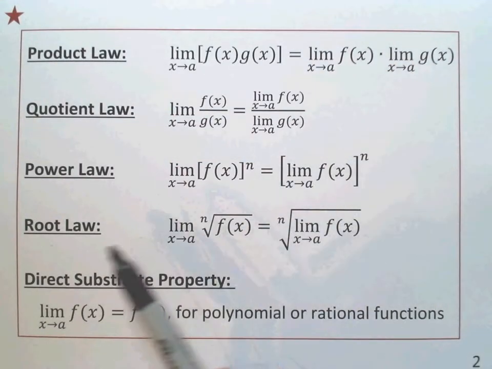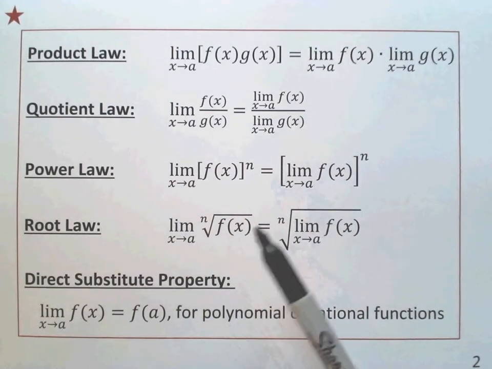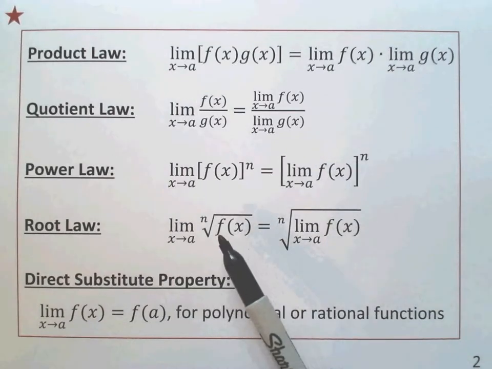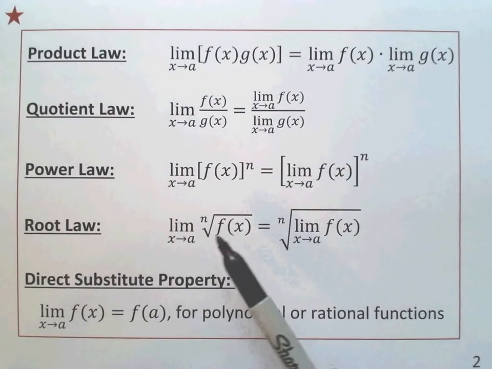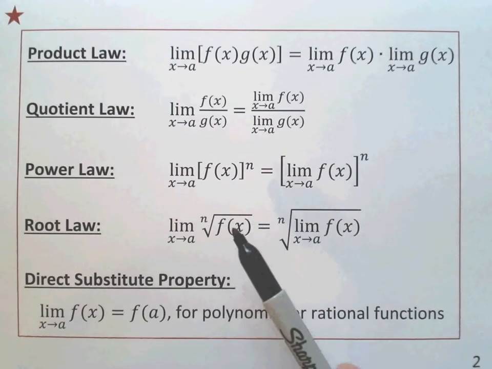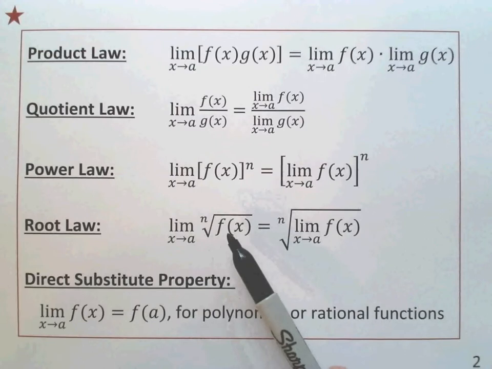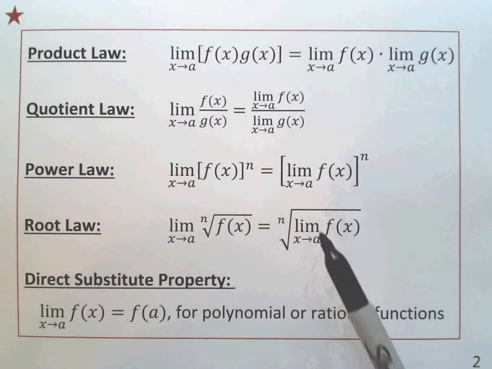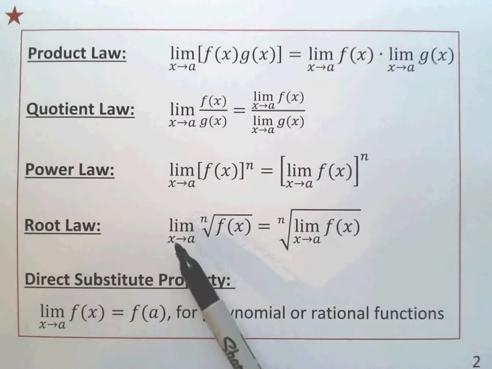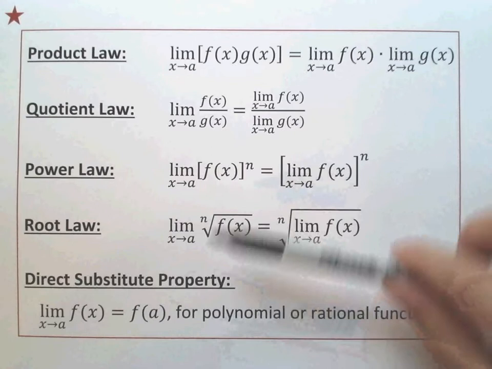We have one more law we call the root law. It's just the opposite procedure, similar to the power law. Can you see? That's the nth radical, the nth root. A radical is a kind of power, just the power of 1 out of n. What is the limit of the root? The limit of the root is the root of the limit, which means the limit can go in here. It's similar to this.